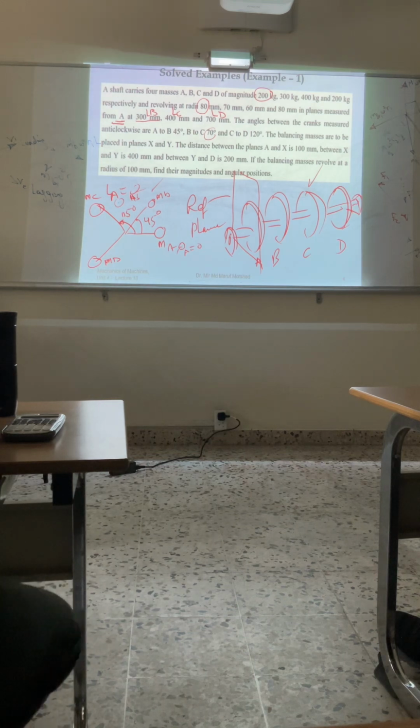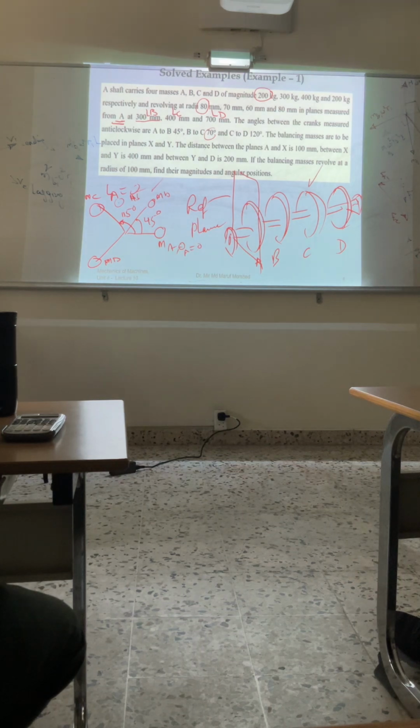Whatever is left over, the balancing masses, which I haven't talked about yet, right? The balancing masses are to be placed in planes X and Y. So how many balancing masses, guys? 2 planes. He called the first one X, and then he called the second one Y. But there is no clue where X and Y are so far.